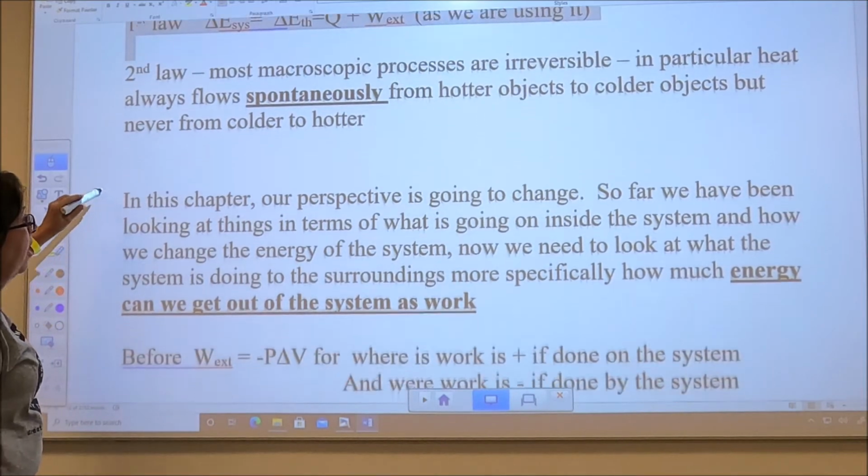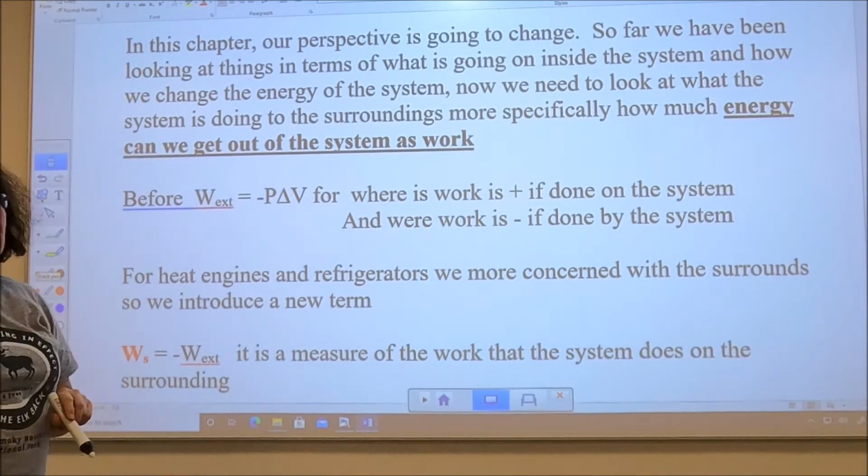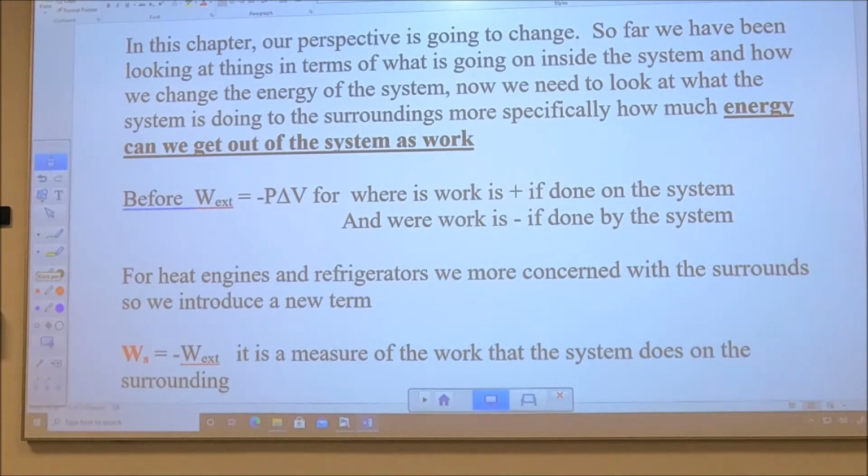In this chapter, our perspective is going to change a little. Up until this point, we've been concentrating on looking at how the thermal energy content of our system has changed. Now we're going to start looking at how much work we can get out of our system. So we're going to change our emphasis a little bit.